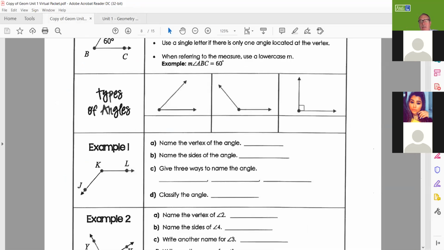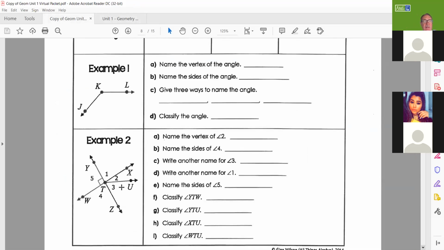So if we're going to classify some of these angles in this example 2, where's YTW? YTW, okay, that's a right angle because the box is right there. That tells me it's a right angle. YTU is the next one. That looks like it's obtuse because it's bigger than 90.